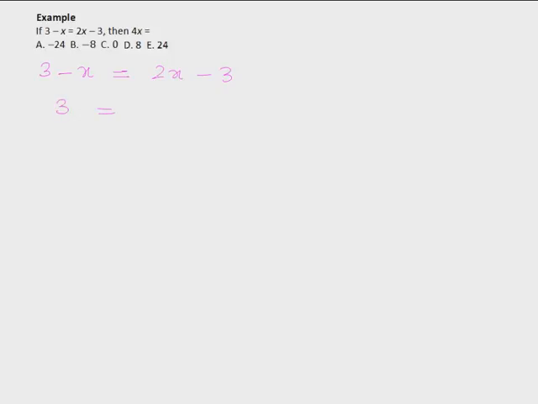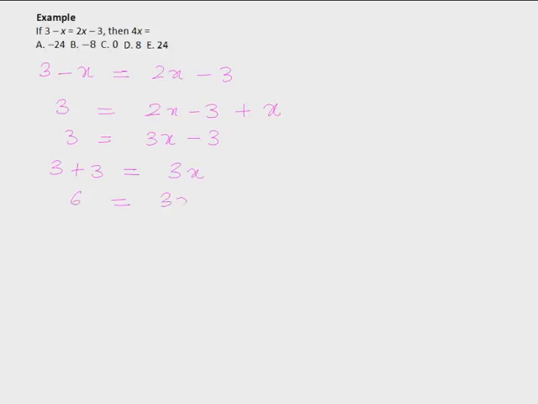So it will become 3 equal to 2x minus 3 plus x. So that becomes 3 is equal to 3x minus 3. I just group the 2x and x. Now I have a 3x minus 3 on the right. So I'll move the minus 3 to the left. So I add 3 to the left, so that this becomes 3 plus 3 is equal to 3x.